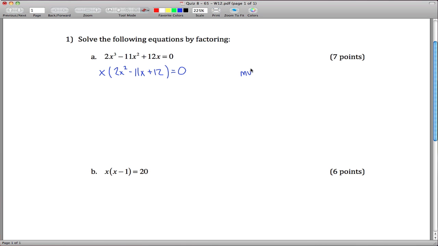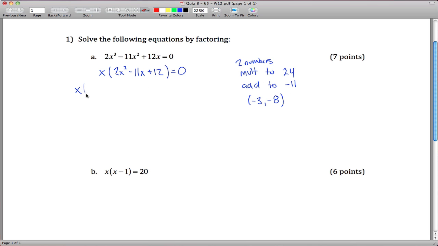So what we need is two numbers that multiply to whatever 2 times 12 is, 24, and add to whatever number we have in the middle, negative 11. Let's see, if you look at what multiplies to give you 24, 2 and 12, 8 and 3, I think 8 and 3 might work. We want them to add to negative 11, so maybe negative 3 and negative 8.